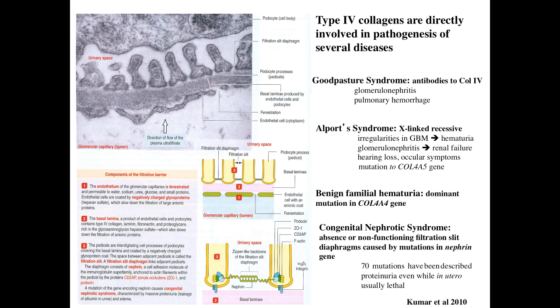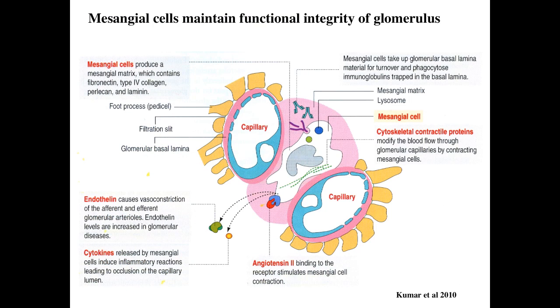Congenital nephrotic syndrome, you may have an absence or non-functioning of the filtration slit diaphragm. This can be caused by mutations in the nephrin gene, and right now something like 70 different mutations have been described, and many of these mutations can be lethal.